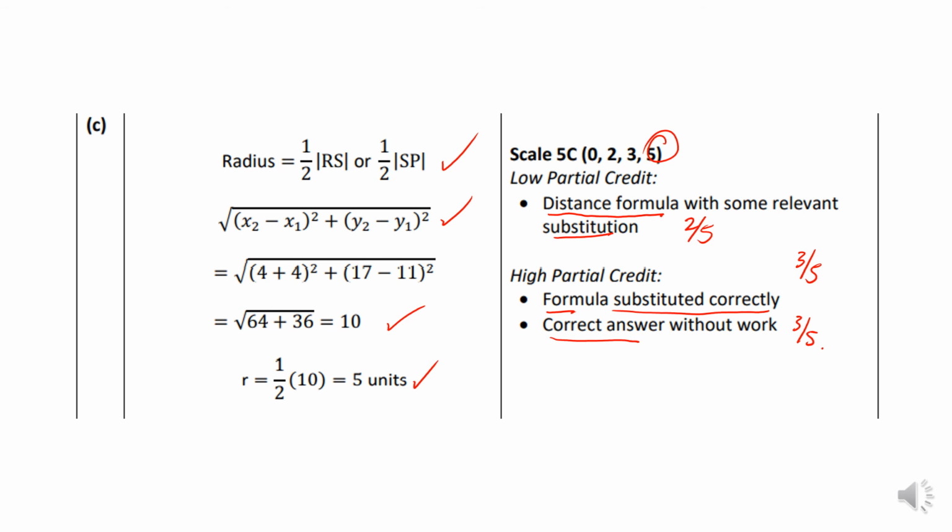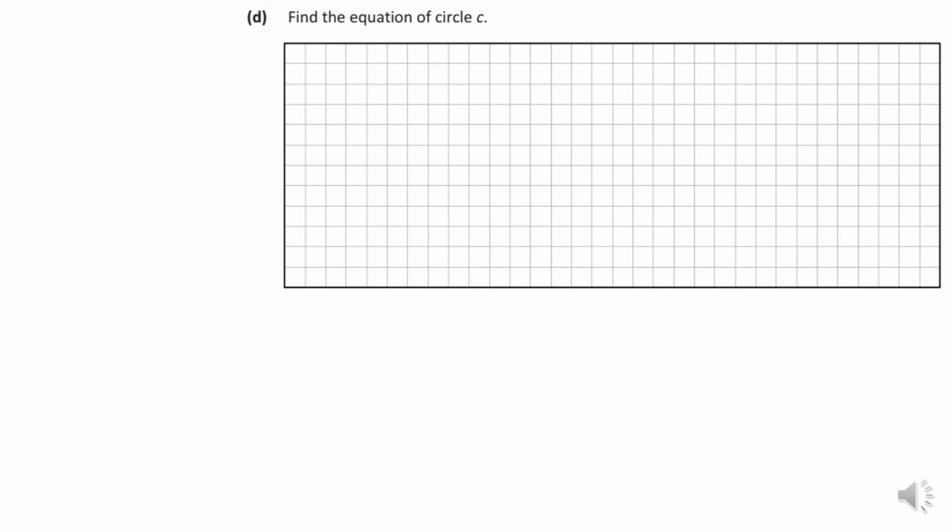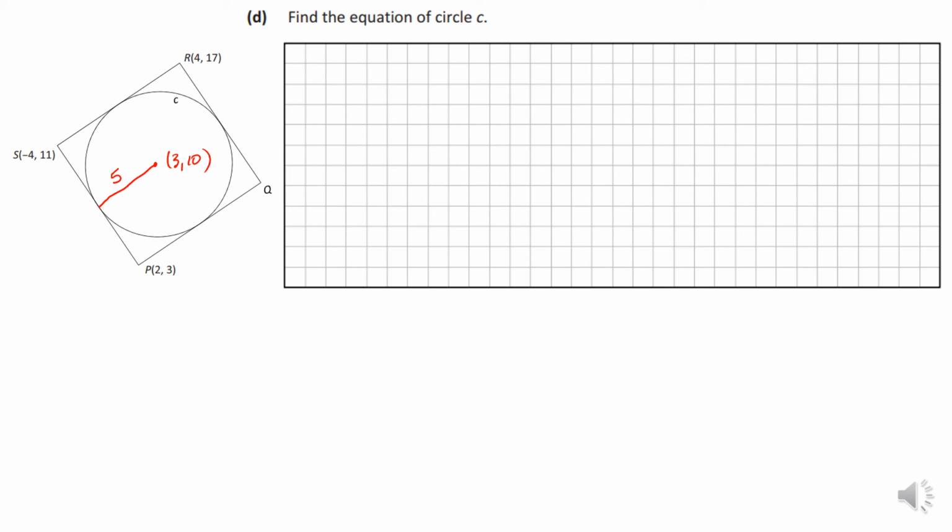Alright. And part D to that question then says find the equation of the circle C. Alright, so what do we know about it? Well, we found the center in part B, it was (3, 10), and now we know the length of the radius, which is 5. That should be enough for us to write down the equation of the circle.